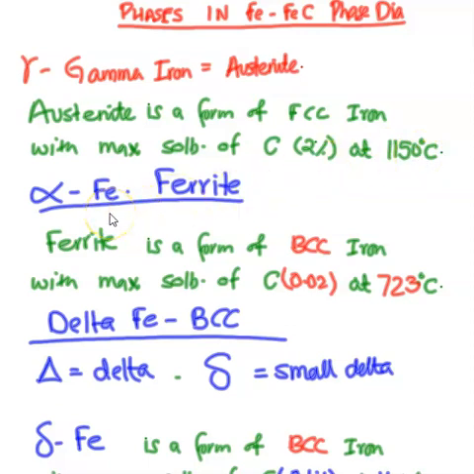Then we got the alpha iron. This is the symbol, alpha iron, also known as ferrite, one of the softest forms of iron. It's a BCC iron with a maximum solubility of carbon of 0.02% at 723 degrees centigrade. Some books say 721 degrees centigrade.